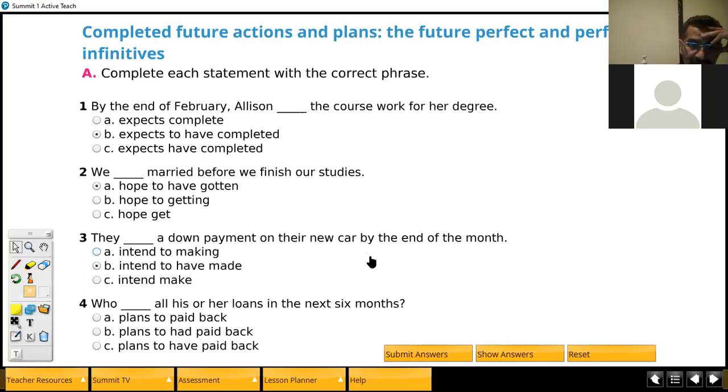Who plans to have paid back all his or her loans in the next 6 months? Letter C. Very good. Es que lo dije como had, pero no era. No, it's had, it's had. Okay, very good. Excellent. Let's do the second one.